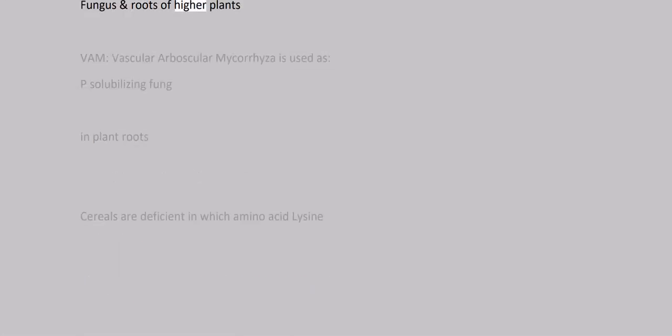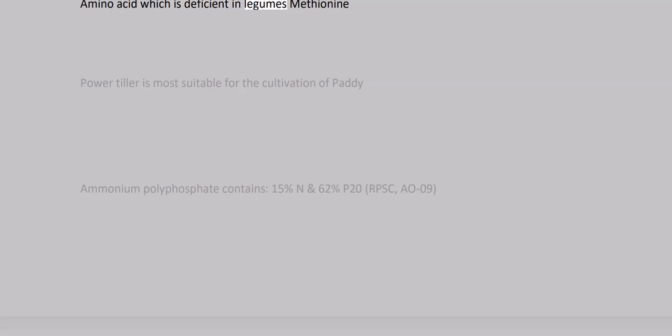Between fungus and roots of higher plants. VAM, vesicular arbuscular mycorrhiza, is used as P-solubilizing fungi in plant roots. Cereals are deficient in which amino acid? Lysine. Amino acid which is deficient in legumes? Methionine. Power tiller is most suitable for the cultivation of paddy.